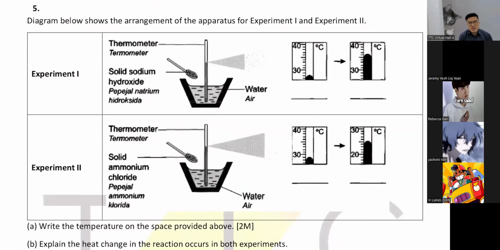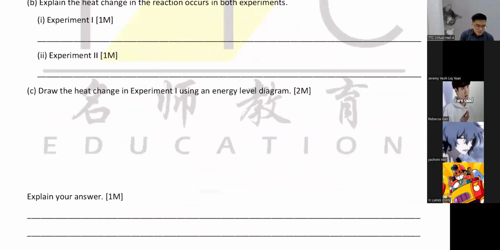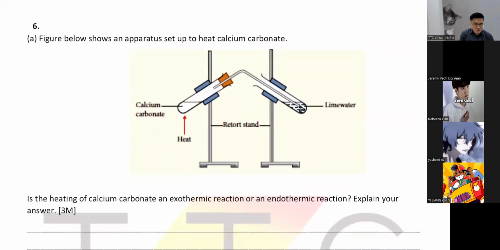I'm going to skip question 5. Please don't tell me you don't know how to read a thermometer. If you do, then please go back to primary school. We skip. Okay, let's look at question 6. That's why I say I'm going to do a few and skip a few, because those questions are kind of repetitive.